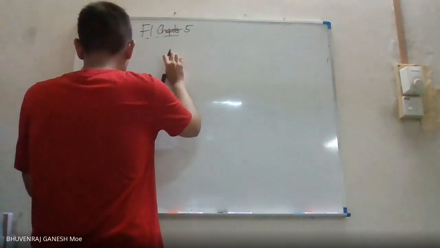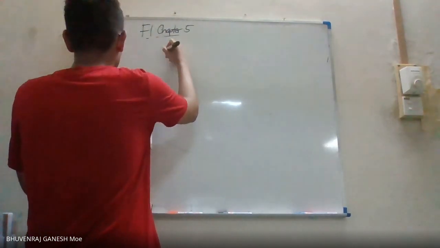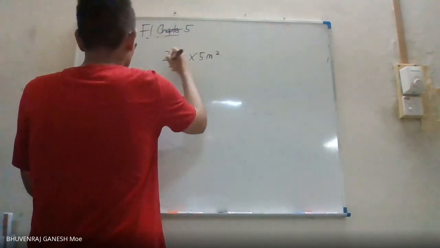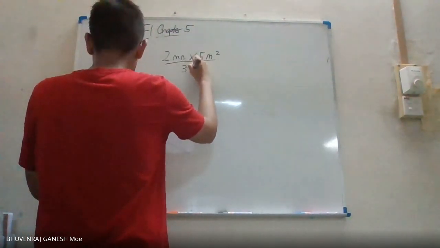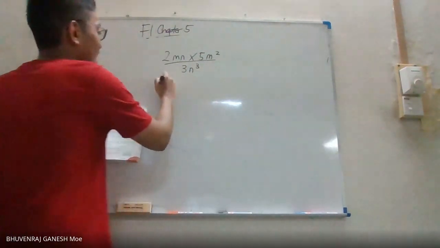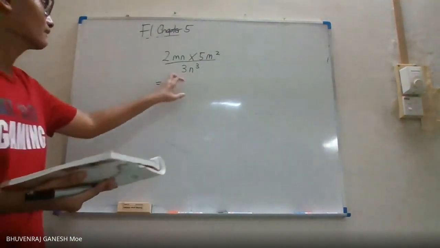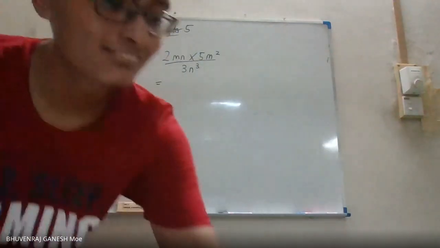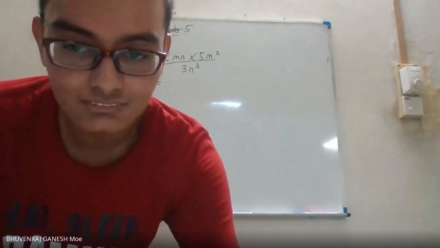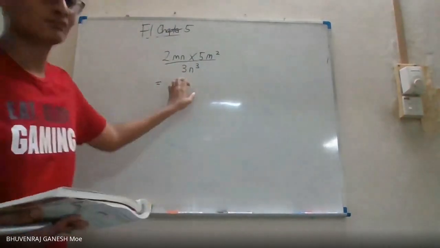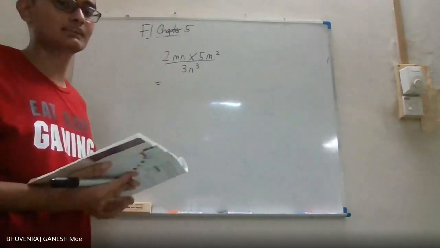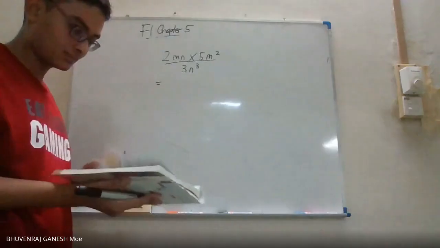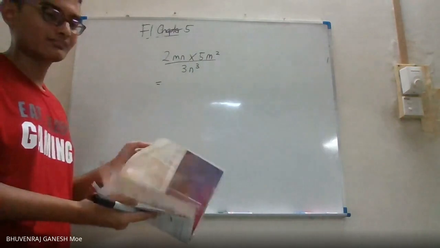So let's see. 2mn times pi m square divide 3n cube. Okay. Now we combine times and divide. This is what you will see in your indices chapter, form 4 and maths. They actually give this, the same thing in the earlier part of the chapter before they go to harder questions. So this actually came from form 1, if you notice.